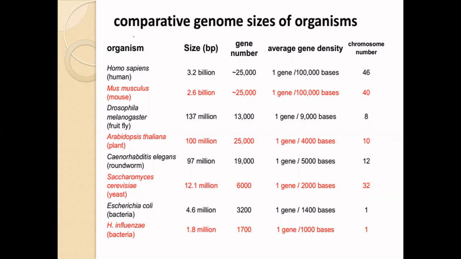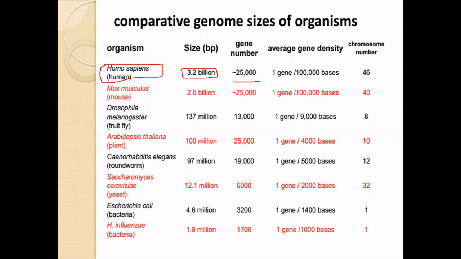So if we consider the genome size of different organisms, we will find in human, the total size of the genetic material is 3.2 billion base pairs. And the total gene number is approximately 25,000.